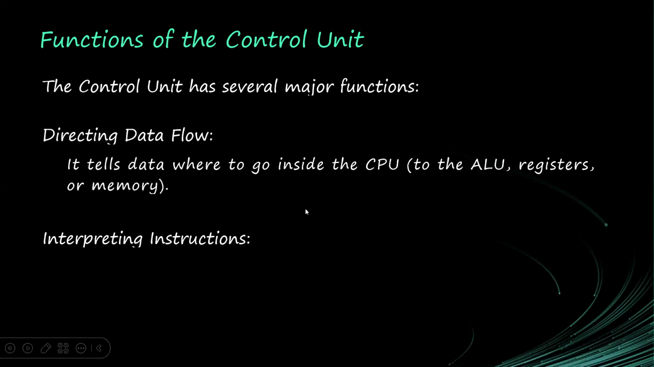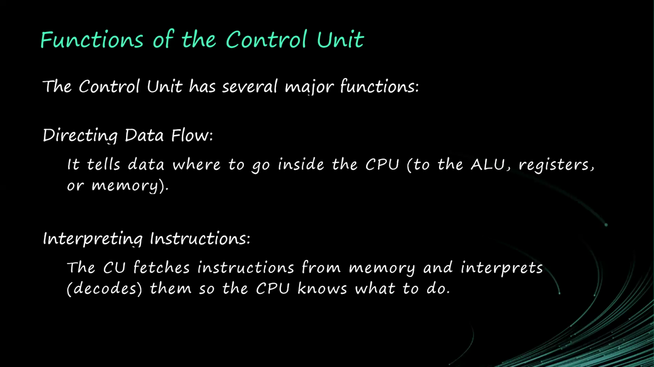It is its job also to interpret instructions. So, like I already told you, programs or software are stored in memory. All right. So it is the control unit that would fetch this software, this program from memory, and then interpret them. So this control unit fetches instructions from memory and interprets, that's decoding them. So it will fetch them, it will decode them, so the CPU knows what to do. After fetching it, it will decode it to understand what the instructions really want the computer to do. And once it understands it, it will now direct it to either the arithmetic logic unit or to the memory.